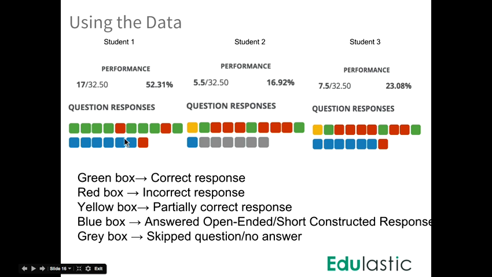Now, the blue boxes are all short constructed or open-ended questions, meaning the questions that are red and green are able to be scored by Edulastic, so you can get that right away. The blue ones, as a teacher, you have to go back in and grade them and then release the grade so that it changes. So it will give you the percentage until you score that yourself. Often you have the choice to release the grades right away, or you can release them later.